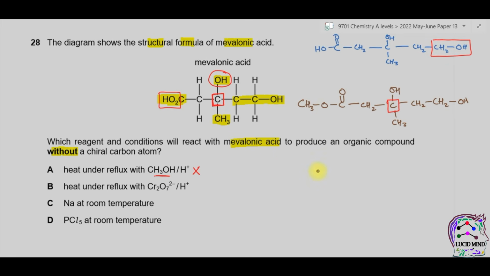We have COOH on this side, then CH2 and chiral carbon, then CH2 and another carboxylic acid. Now we can see this side is similar to this side, so therefore this carbon is not chiral anymore. So the product is without a chiral carbon atom, so this could be correct option.